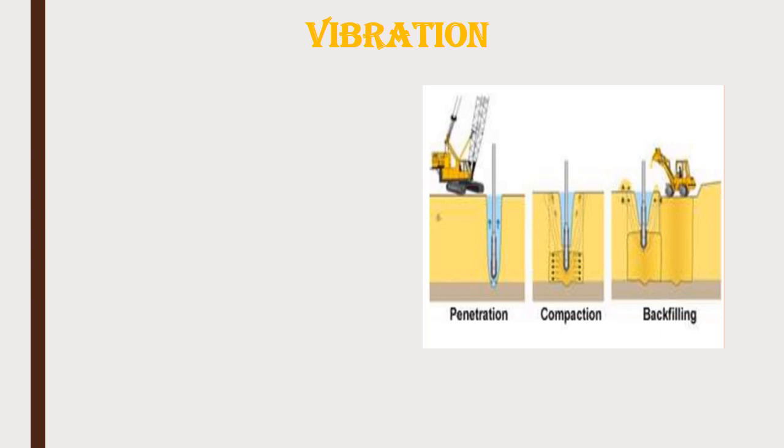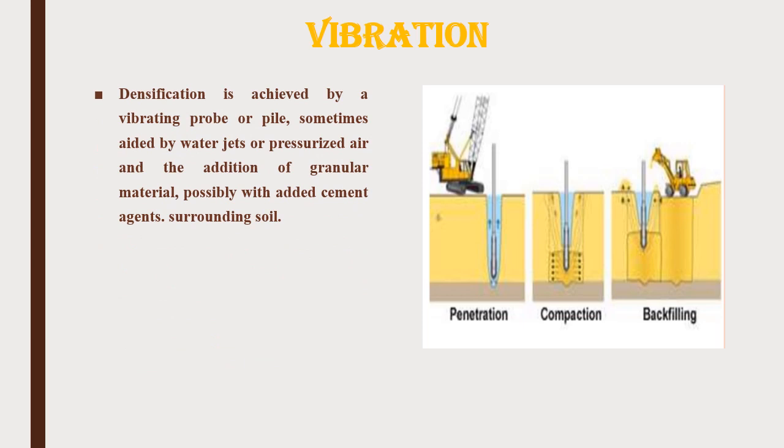Next is vibration. Densification is achieved by a vibrating probe or by means of a pile. Sometimes it is aided by water jets or pressurized air and the addition of granular material, possibly with added cement agents surrounding the soil. Here we are penetrating the probe or pile. After that the compaction is made and later the backfilling is done.